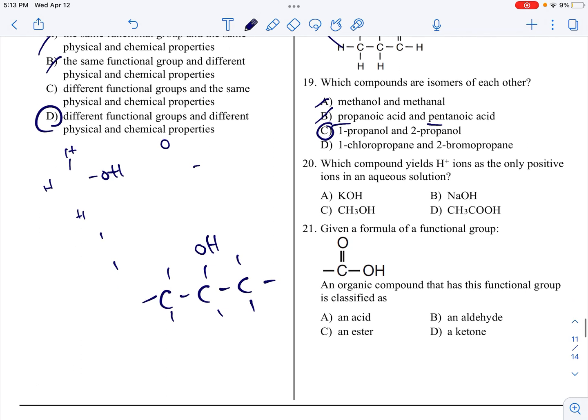Which compound yields H plus ions as the only positive ions in aqueous solution? That would be an acid, which using reference table R, you see organic acid. Now, when we did acids and bases, HC2H3O2, that's how we would see acetic acid, but you can also write it like D. Organic compound that has this functional group is, well, check table R, and you'll find that is an organic acid.